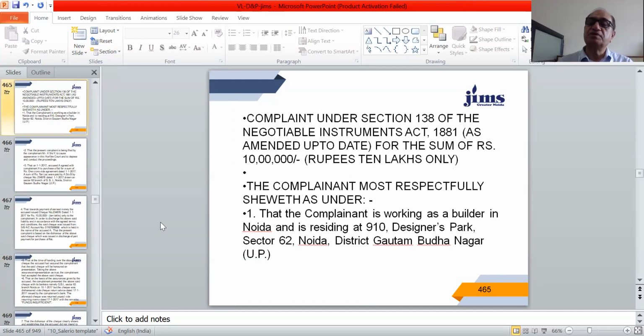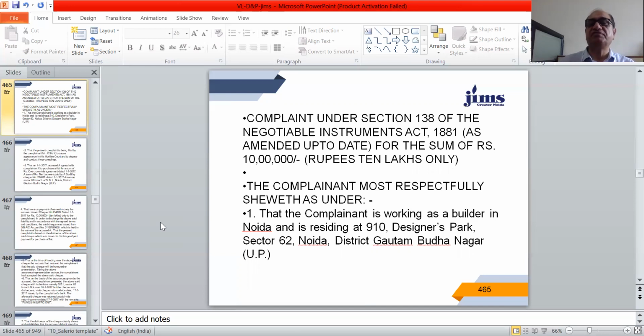Dear students, you remember that we had originally adopted an illustration of sale of a flat by a builder in favor of a purchaser for 1 crore rupees, and 10 lakh rupees were given in advance by the purchaser. Now it is the same check of 10 lakh rupees which is dishonored, and the builder is now the complainant, saying that the purchaser has given me a check of 10 lakh rupees which has been dishonored by the bank. The opening salutation sentence will be, the complainant most respectfully sheweth as under.